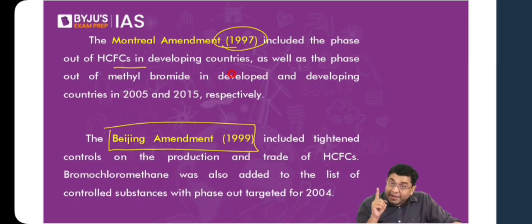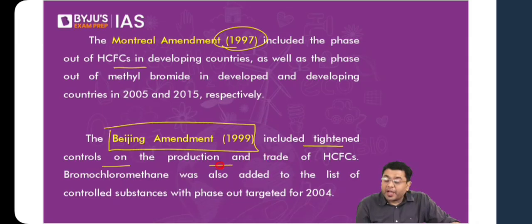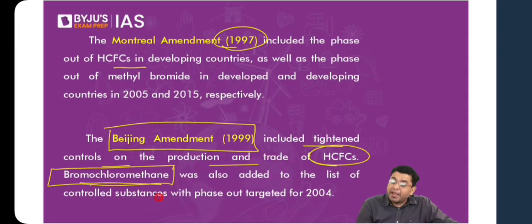So that is why the Beijing Amendment included tightened controls on the production and the trade of the HCFCs. Bromochloromethane was added in the list with a phase out target. So here, production and trade was included.